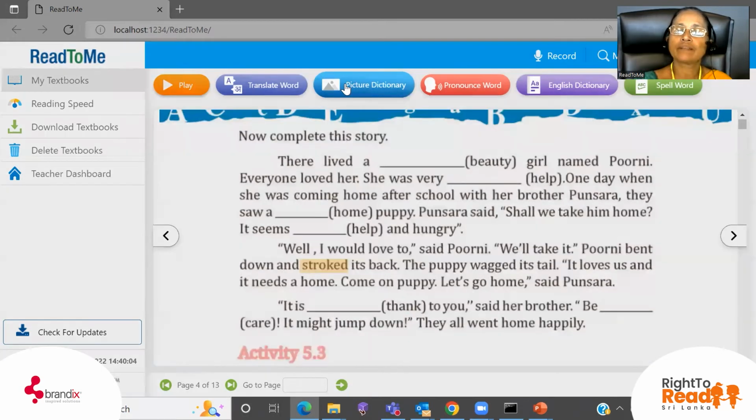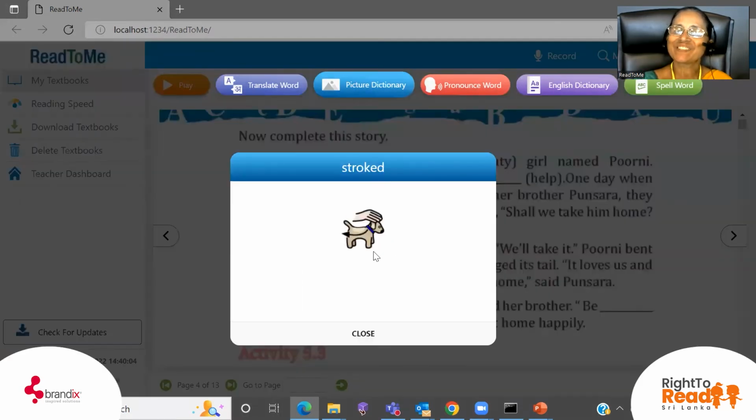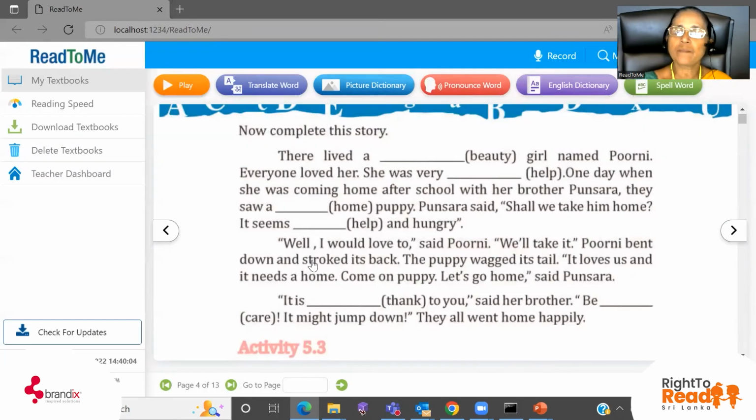We'll see what Purani is doing. Stroked. Good. Purani bent down and stroked its back. The puppy wagged its tail. "It loves us, and it needs a home. Come on, puppy. Let's go home," said Pansara.